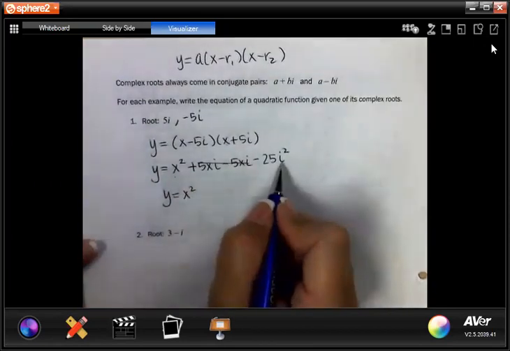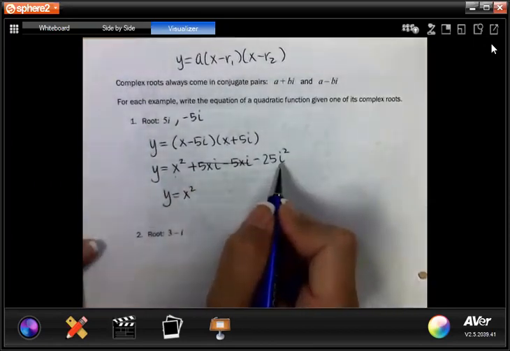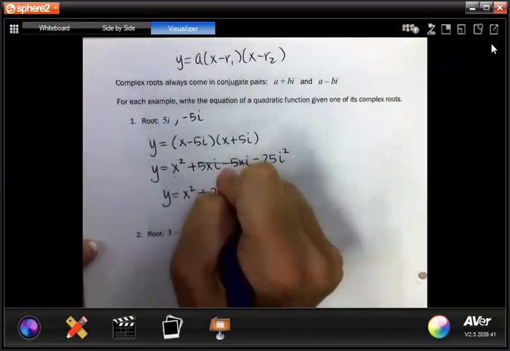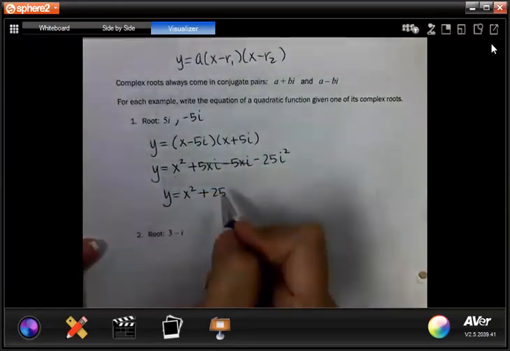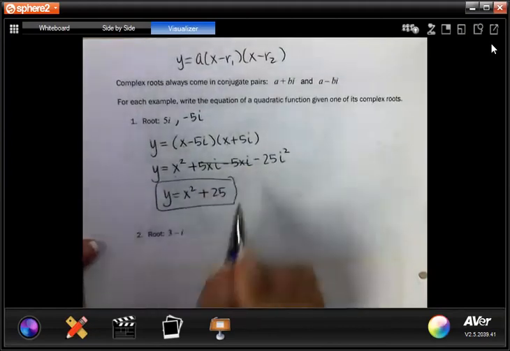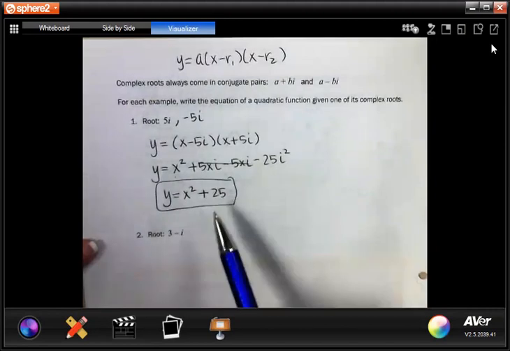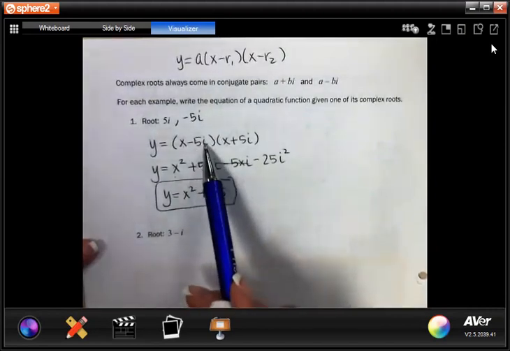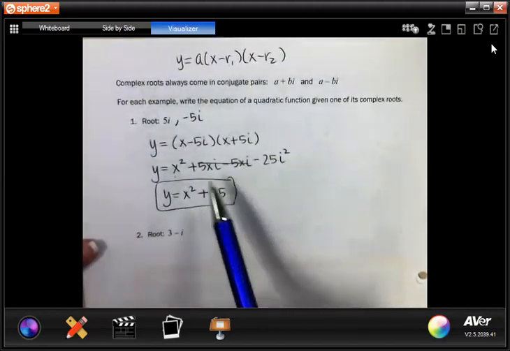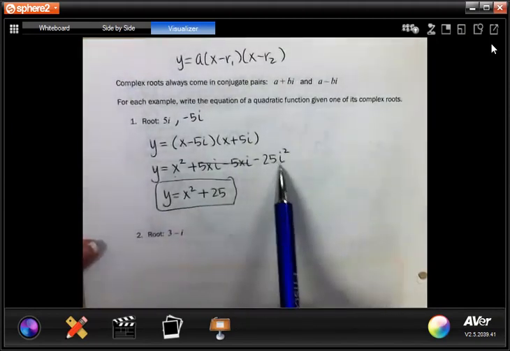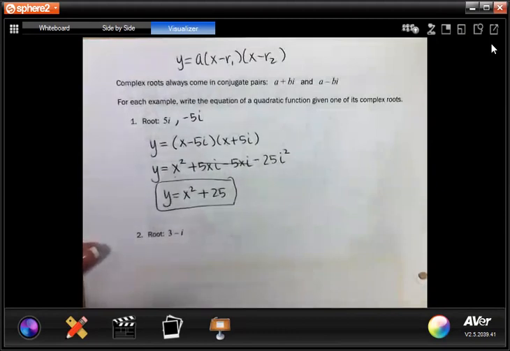And then i squared, I told you had to know that one, i squared is negative 1, and negative 1 times negative 25 gives us a positive 25. So there is our equation for the imaginary roots. Keep in mind that we've never given you a quadratic that has i's in it. So when you finish your answer, it should not have any i's in it. So you do have to remember that i squared is equal to negative 1.